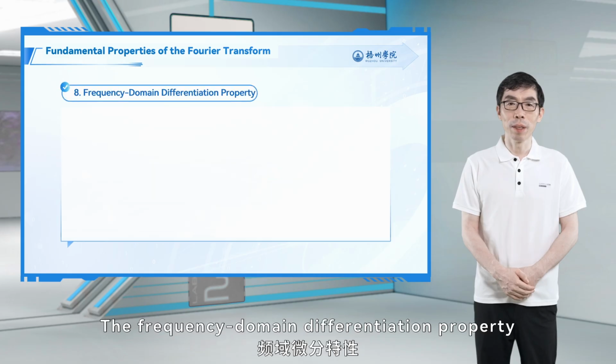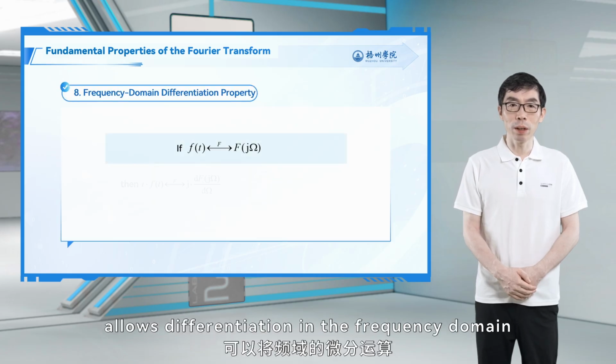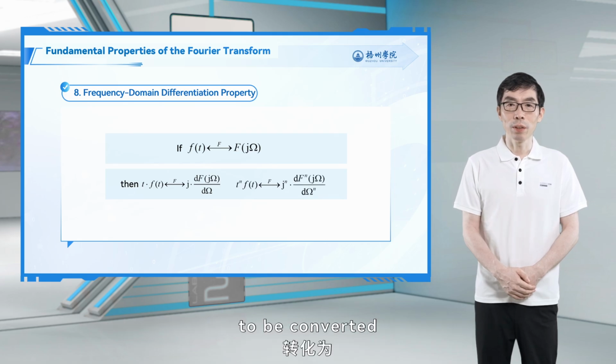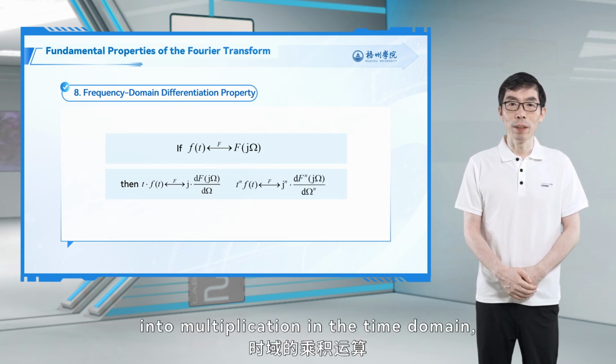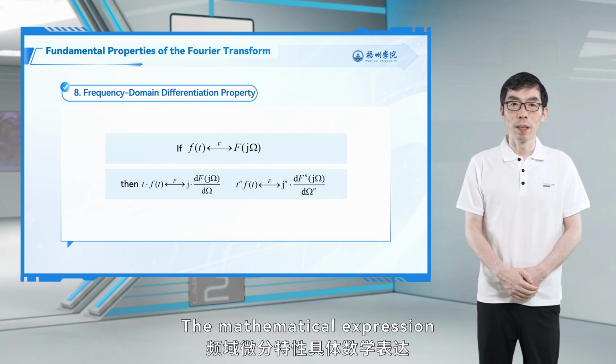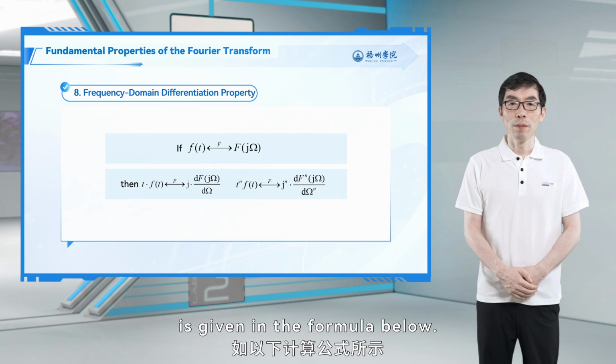The frequency domain differentiation property allows differentiation in the frequency domain to be converted into multiplication in the time domain, which also serves to simplify calculations. The mathematical expression is given in the formula below.